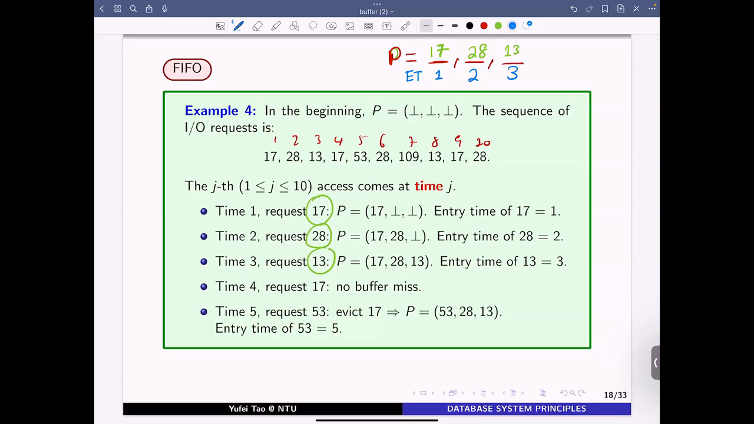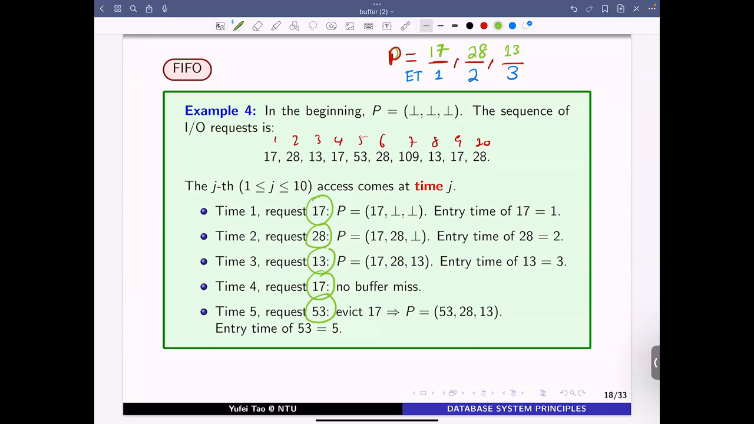So time 5. So this is done. At time 5, we get 53, right? But now the buffer is full, so we have to kick out somebody. But now we do FIFO. So FIFO says easy, right? Who arrived first? The earliest.